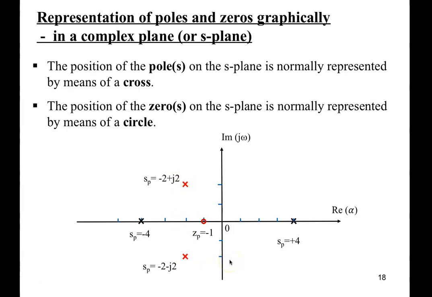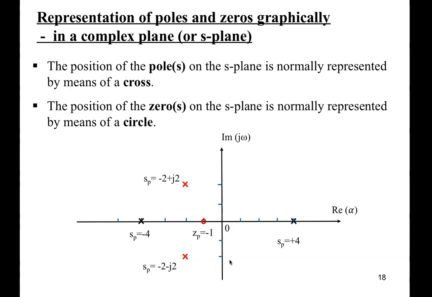Now, when you have complex poles, they tend to come in pairs like that. The real part is the same. The imaginary part will be one plus, one minus. Okay, it's called conjugate pairs. They come in that kind of pair.